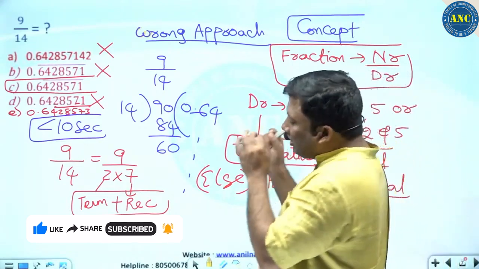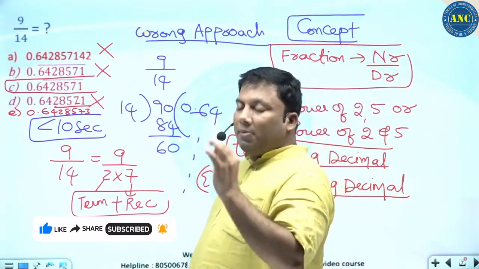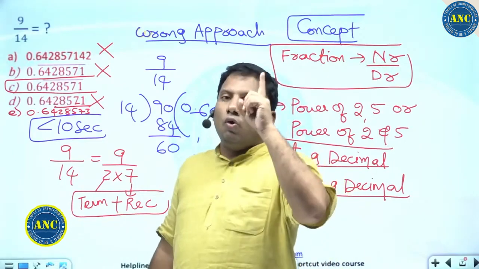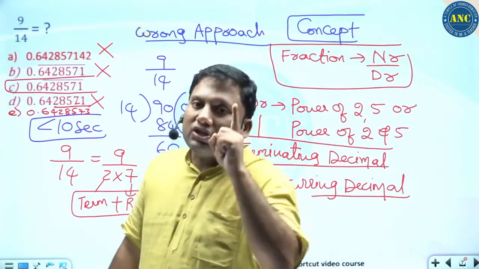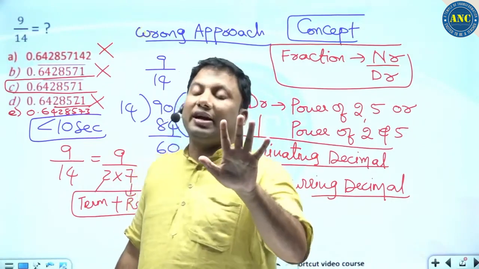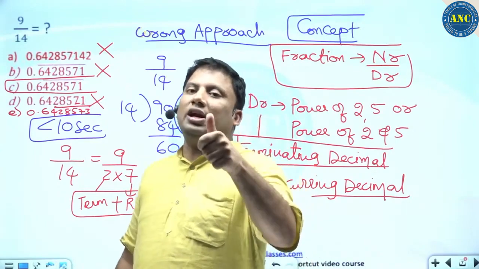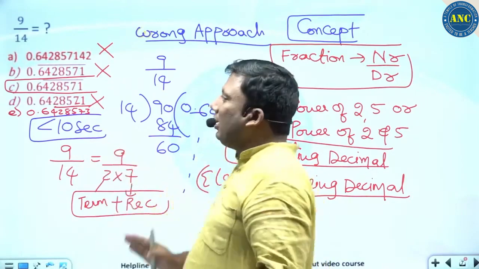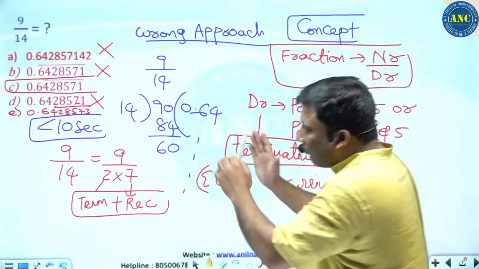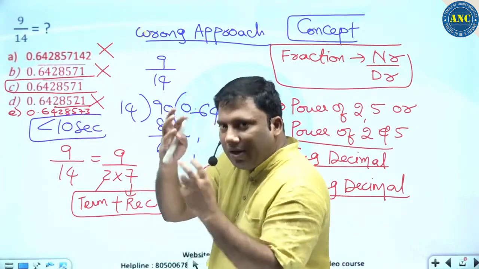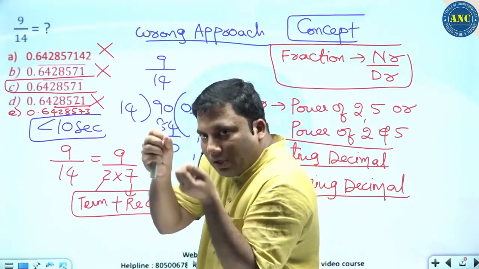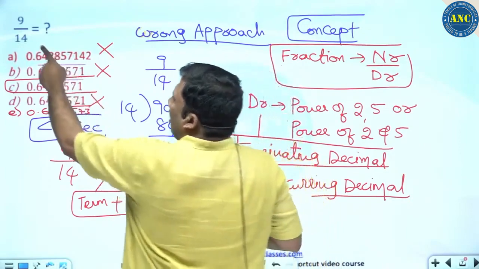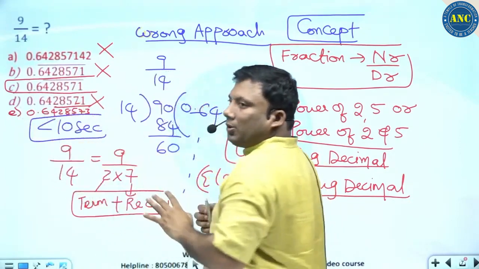First learning from this question: if the denominator contains a value which is only a power of 2 or only a power of 5 or a combination of 2 and 5, then only I will get a terminating decimal. Else I will get a recurring decimal. If the denominator is a combination of 2 and 5 and other numbers, the answer will be a combination of terminating and recurring. 2 and 7, not possible.